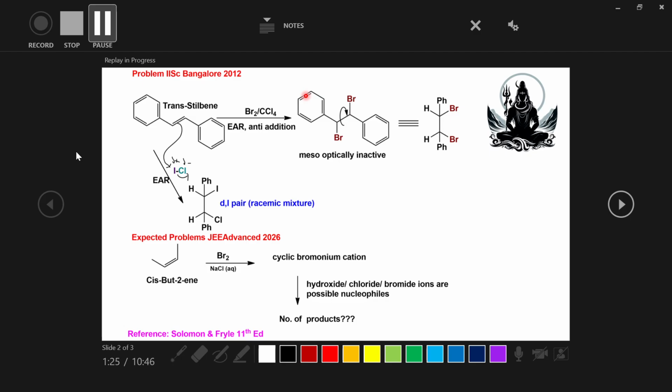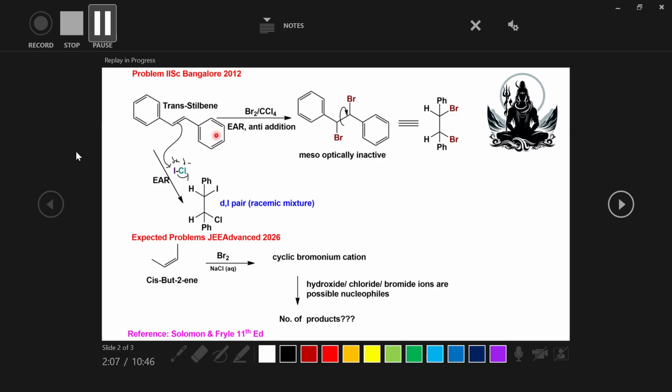if you add a drop of bromine, or you take Br2 in CCl4, Br2 is a covalent compound, CCl4 is also a covalent compound, both have dipole moment 0, so they are miscible, and the solution that will be formed would have a straw color. If you add trans stilbene to this, it would decolorize the solution.